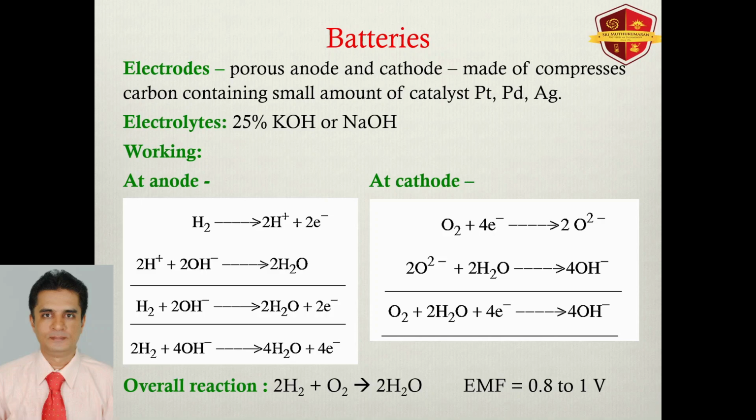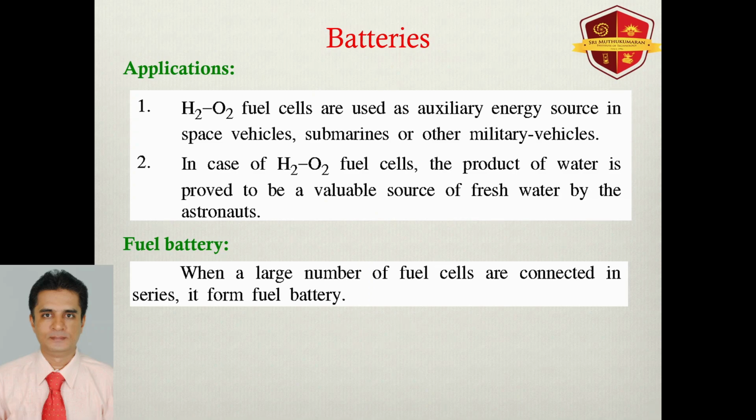The working at the anode and cathode is shown in chemical equations. The EMF of the cell is about 0.8 to 1 volt. Applications: the hydrogen oxygen fuel cell is used as an auxiliary energy source in space vehicles, submarines and other military vehicles. In the hydrogen oxygen fuel cell, the product water has proved to be a valuable source of fresh water for the astronauts. Fuel battery: when a large number of fuel cells are connected in series, it forms a fuel battery.